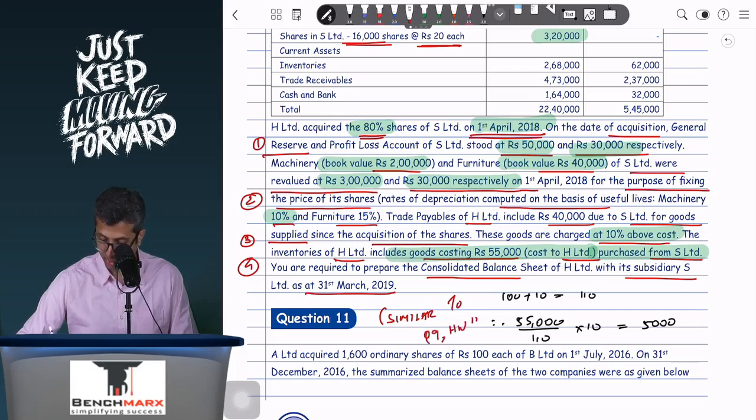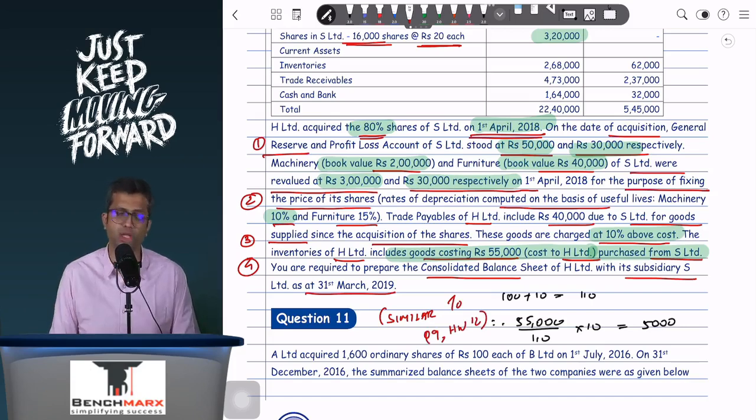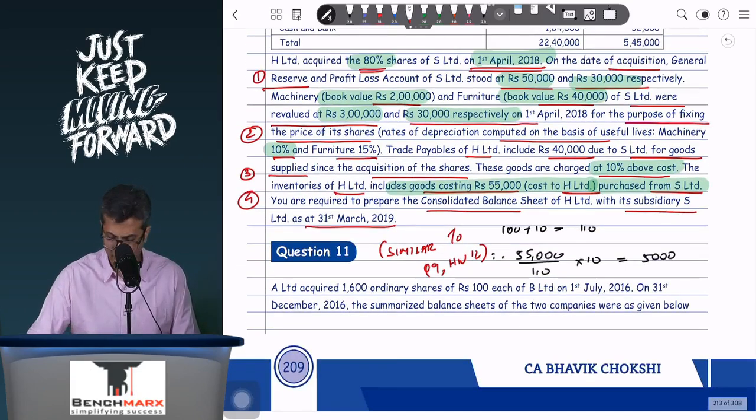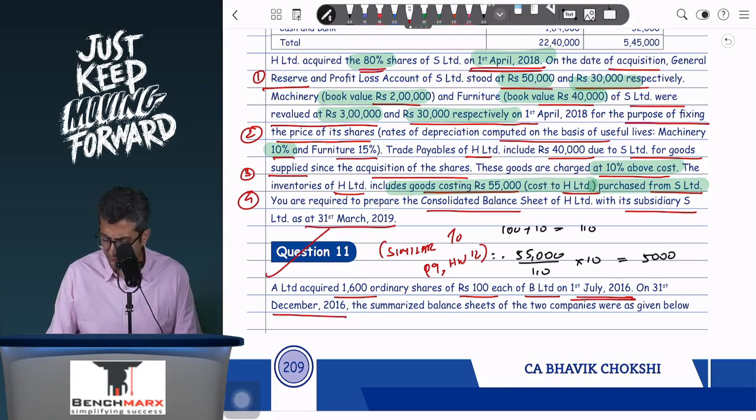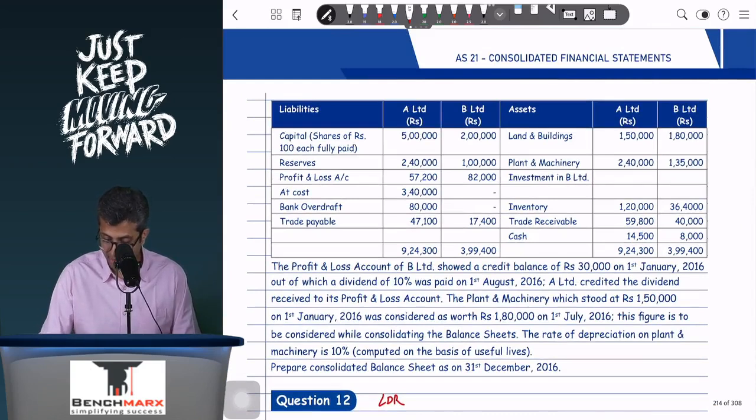And then homework question 12. Here the acquisition is happening somewhere in the middle of the year. So if you review question number 11, I'm just discussing this. We have A acquired 1600 shares of rupees 100 of B on 1st July. This is the problem. You are acquiring somewhere in the middle of the year, 1st July. On 31st December, the summarized balance sheet is given below. There is 1600 shares. And you have the summarized balance sheet.